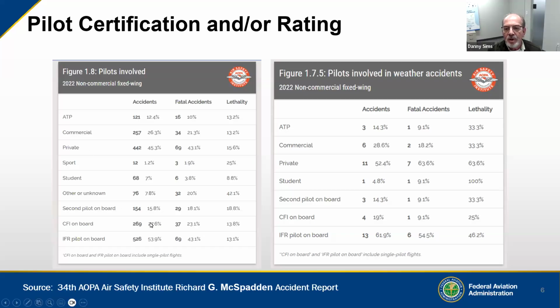A CFI on board in a quarter of the accidents, commercial rated up at the top, nearly a quarter of the accidents. So it's happening across all the ratings of pilots. It's not just a private or a student pilot issue. And when you look on the right-hand side, when it comes to weather accidents themselves, we see that the statistics are very, very similar. It's not just a private or a student issue, but it does include commercial pilots, IFR pilots, even CFIs themselves.